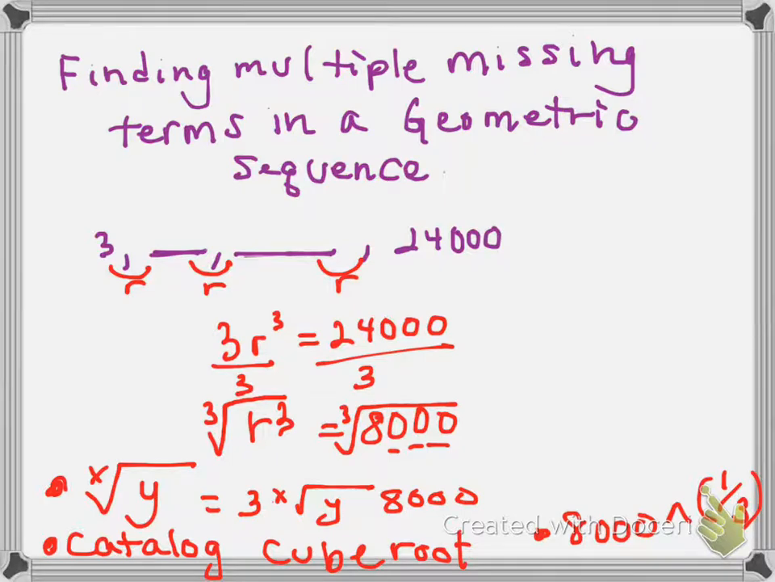So once you've found out by using your calculator that the cube root of 8,000 is 20, you go back and do the same thing you did before. 3 times 20 is 60. 60 times 20 is 1,200. And 1,200 times 20 is 24,000.